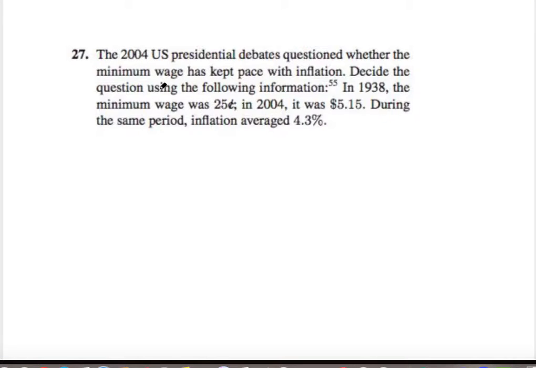So this question is about inflation. So using the following information, we want to decide if minimum wage has kept pace with inflation. So looking at the minimum wage, we're going to see if it has grown by 4.3% per year. So in order to do this, we'll say wage as a function of time. It's going to be our initial wage times some base raised to the T. So our initial is going to be 25 cents, so we'll say $0.25.